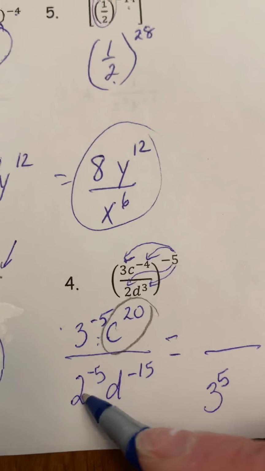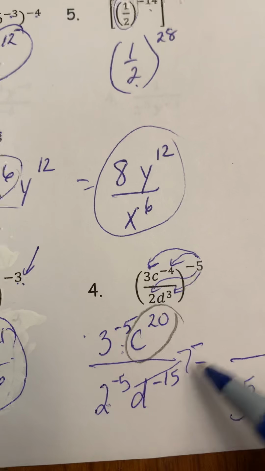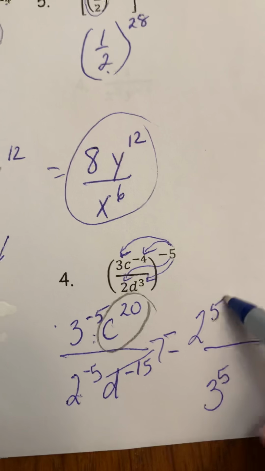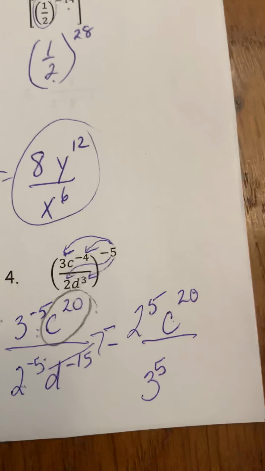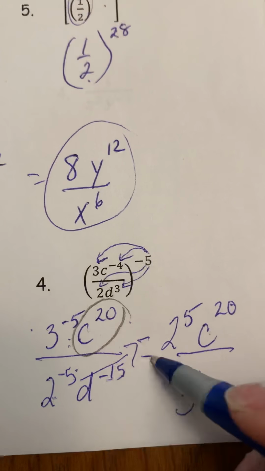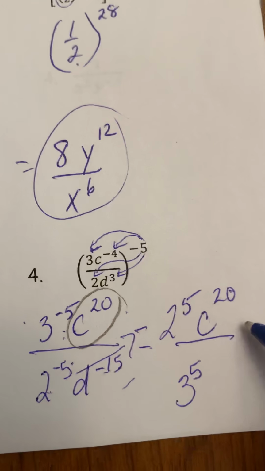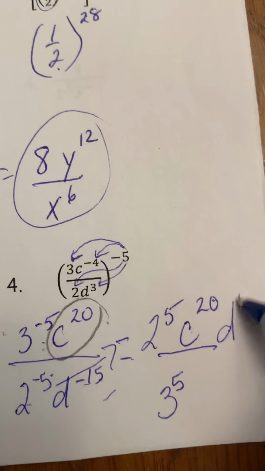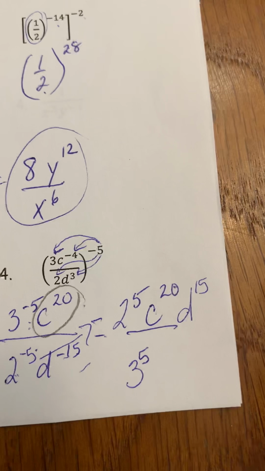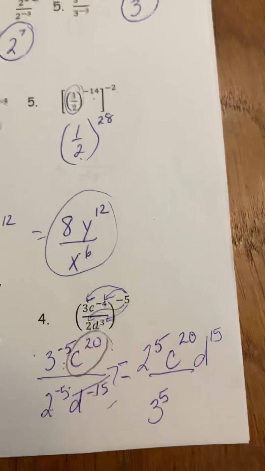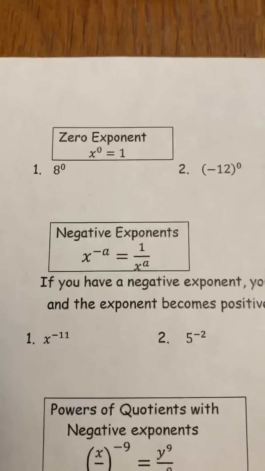I'm going to take this 2 to the negative 5, currently in the denominator, bring it upstairs, 2 to the power of 5. The c to the power of 20 was a-okay. I should be using the word exponent there, sorry. And then d to the exponent negative 15, if I move it to its opposite location, its reciprocal, it becomes positive. Okay, that's probably the toughest question we had on there, one that you might not have a whole lot of experience with.